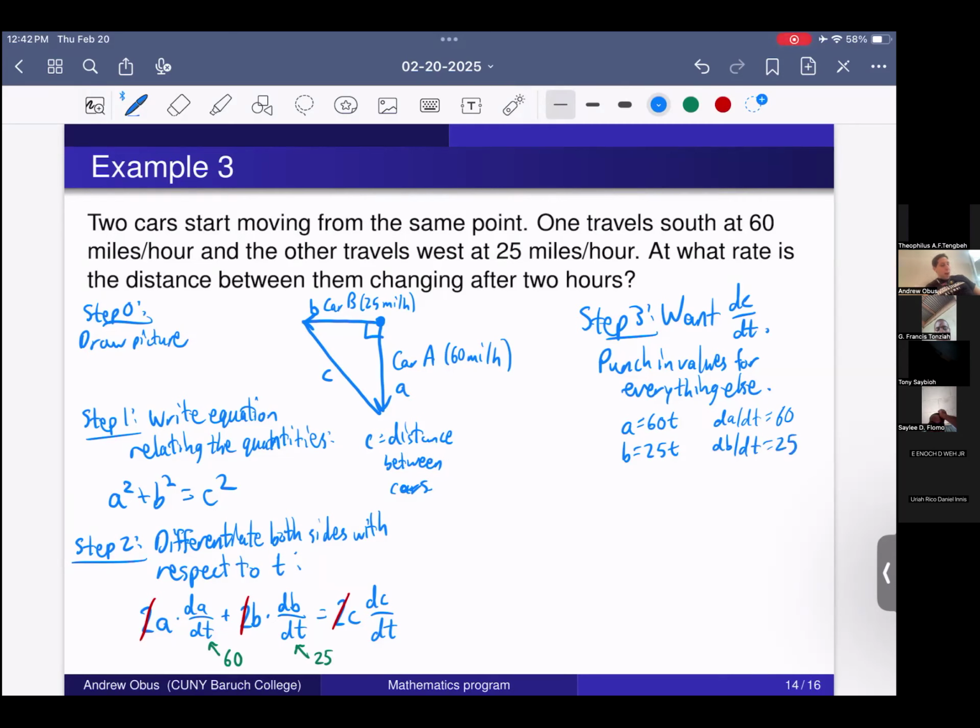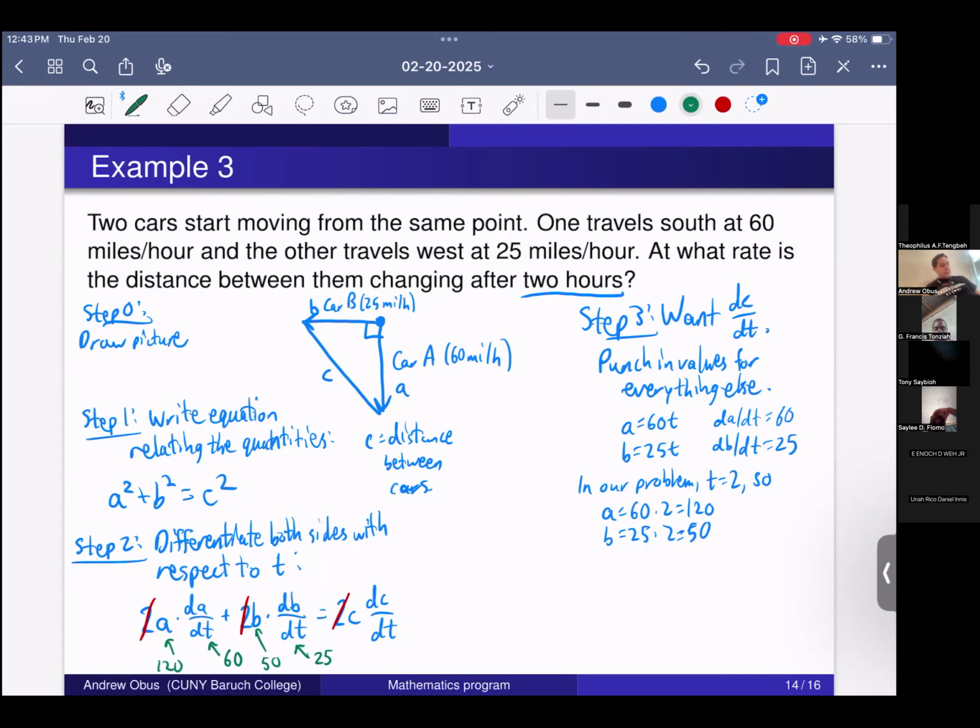And what about A and B themselves? Well, we have after 2 hours, right? So in our problem, we have t equals 2. And so since t equals 2, you get that A is equal to 60 times 2 is 120, and B is equal to 25 times 2 is equal to 50. So for A, we're going to use 120, and for B, we're going to use 50.